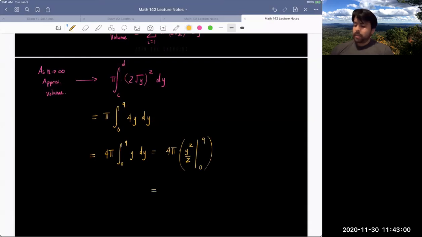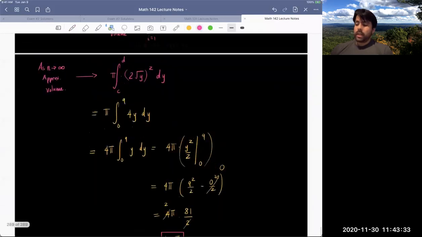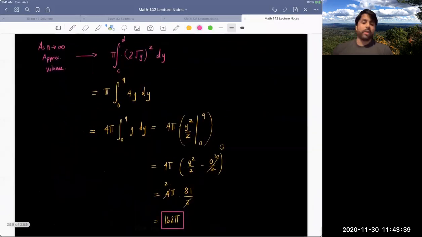And now I'm plugging it in. I'm plugging in the 9, and I get 9 squared over 2 minus 0 squared over 2, right? The zeros here, it just becomes 0. And I get 81 over 2 multiplied by 4 pi. The 2 goes into 4 twice, and I get what? 162 pi. And so the volume of this solid that I created by revolving that region around the y-axis is 162 pi cubic units.